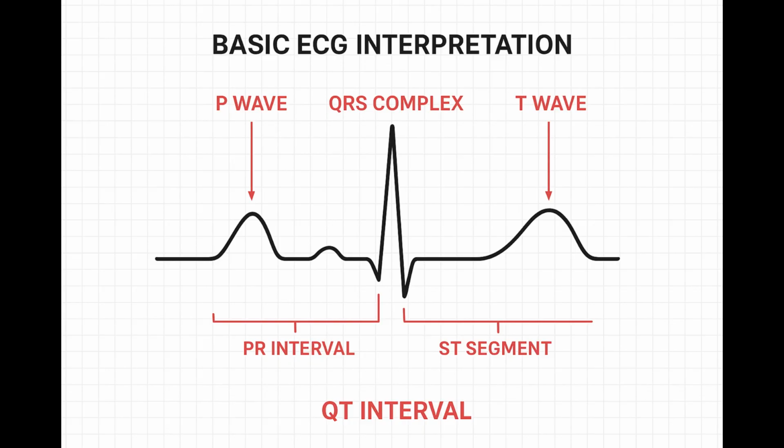You see it in athletes, or people on beta blockers or calcium channel blockers that slow down the AV node. It's usually just a delay, not a true block. But the opposite, a short PR interval, less than 0.12 seconds. Okay, less than 3 small squares.